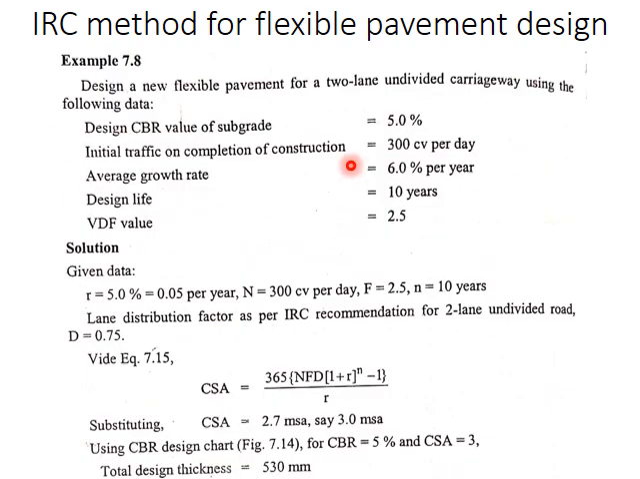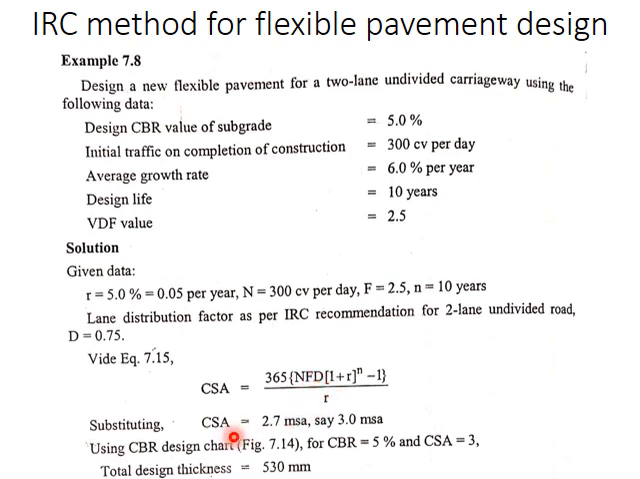In this problem, you have to apply the same formula for the cumulative number of standard axles and use it in the design chart to obtain the total thickness of the pavement. All the values to be substituted in the formula are given. Also the CBR value is given. The N value is given as 300. Then the R value is given, the F value is given, the D value is also given.